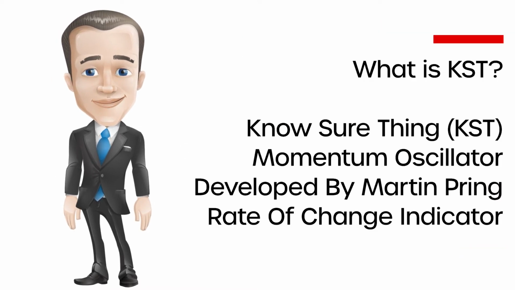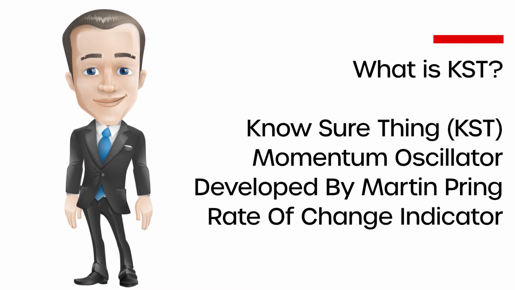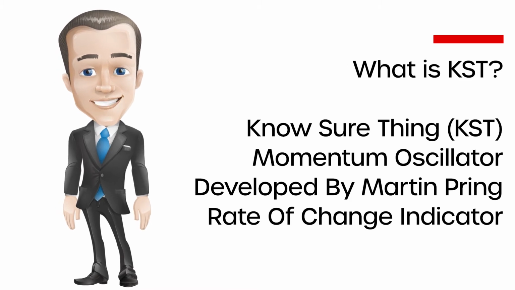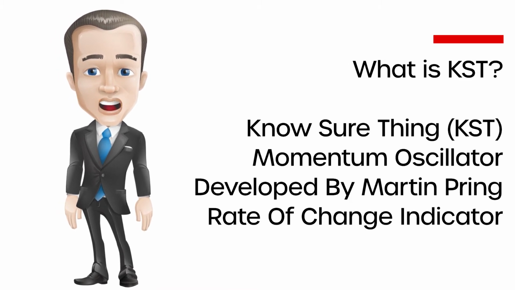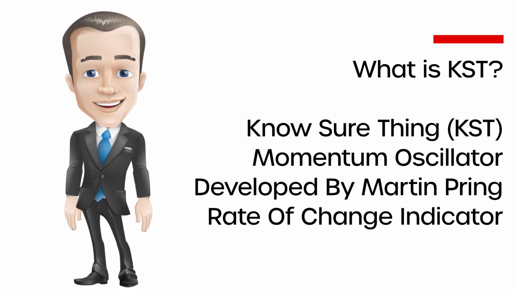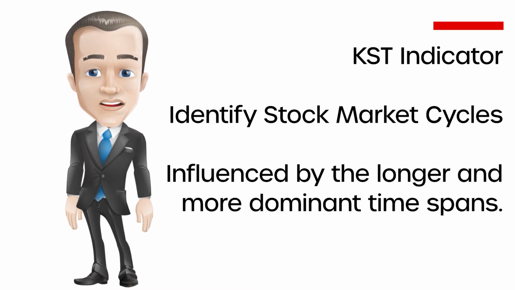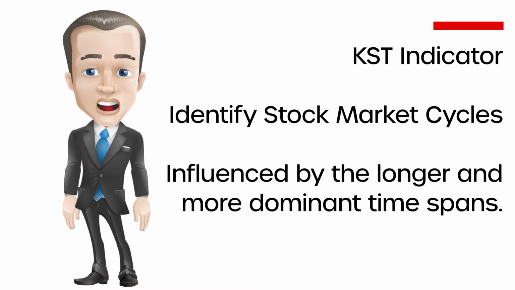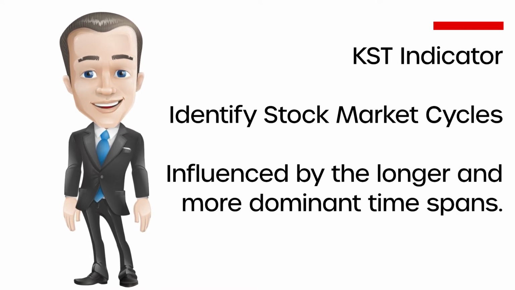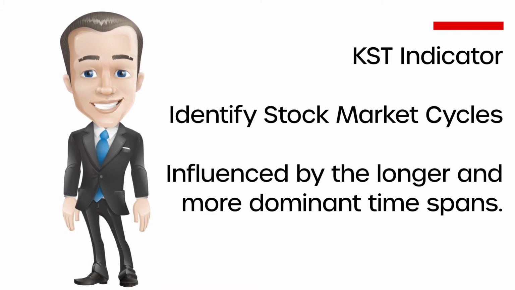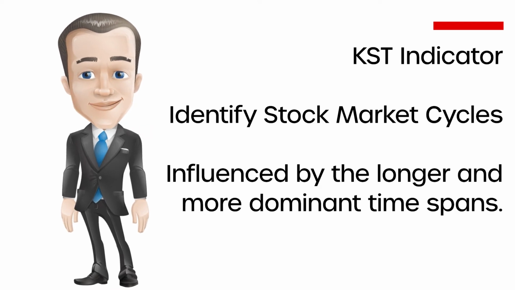What is KST? The No Sure Thing. The No Sure Thing KST is a momentum oscillator developed by Martin Pring to make rate of change readings easier for traders to interpret. A rate of change (ROC) indicator is the foundation of the KST indicator. The KST indicator is useful to identify major stock market cycle junctures because its formula is weighted to be more greatly influenced by longer and more dominant time spans in order to better reflect the primary swings of the stock market cycle.